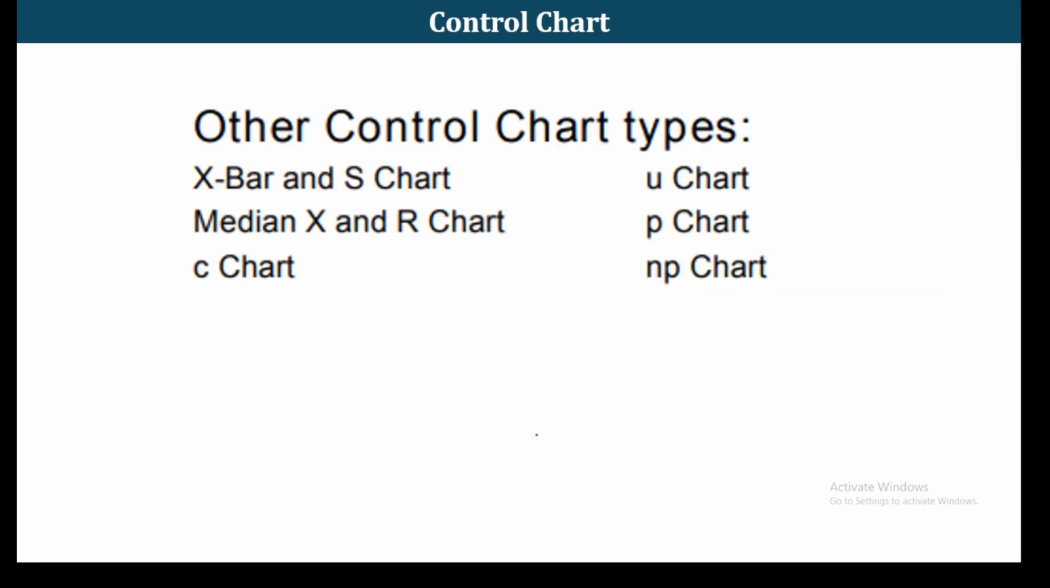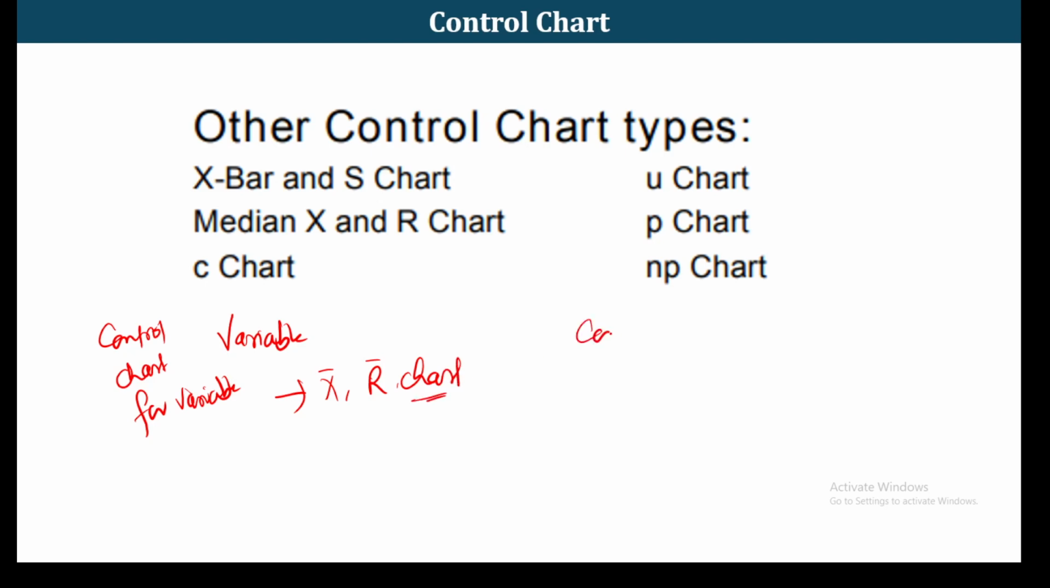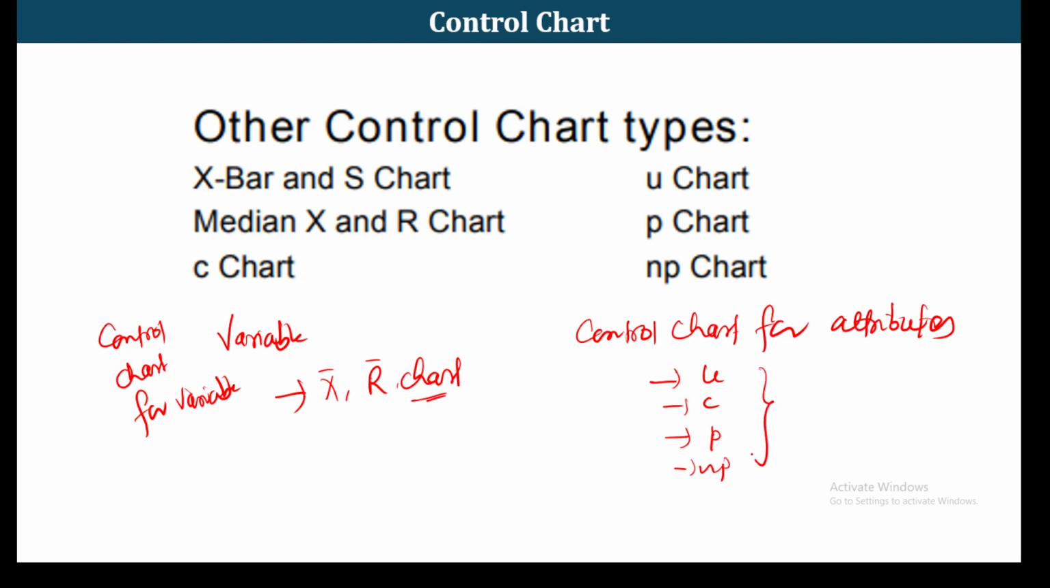So can anyone say what control charts there are? If we say for the control chart for variable, we have the x bar chart or R bar chart, and the control chart for attribute will have the u chart, or c chart, or maybe the p chart or np chart. So these are the charts we are saying for that.